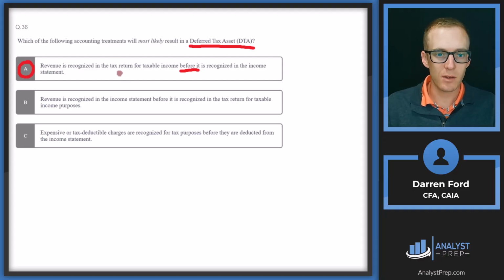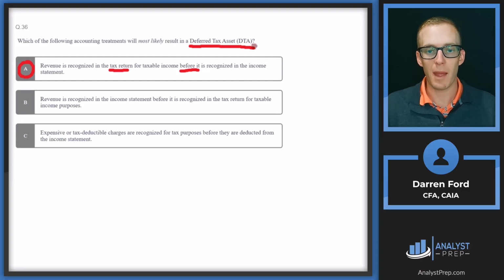If we're recognizing revenue in our tax return before the income statement, that means we're going to be paying more money now on our tax return, which is going to be consistent with creating a deferred tax asset, paying more now, and then having that asset to offset future taxes when this is actually recognized in the income statement. So let's make sure we can rule out the others. B, revenue is recognized in the income statement before the tax return. So this is going to be the opposite of A, so that will be incorrect.